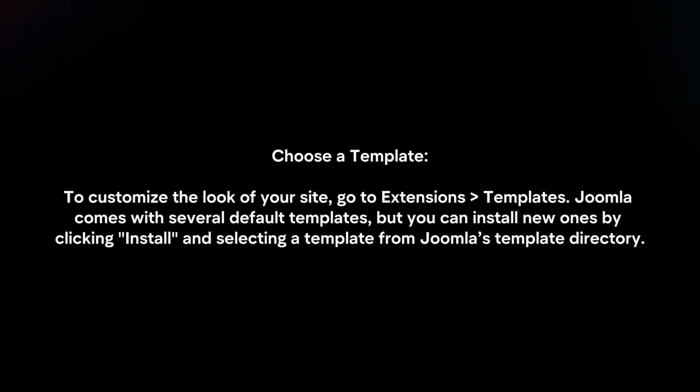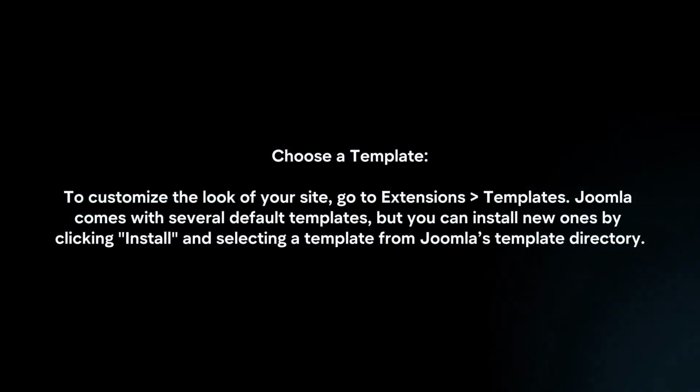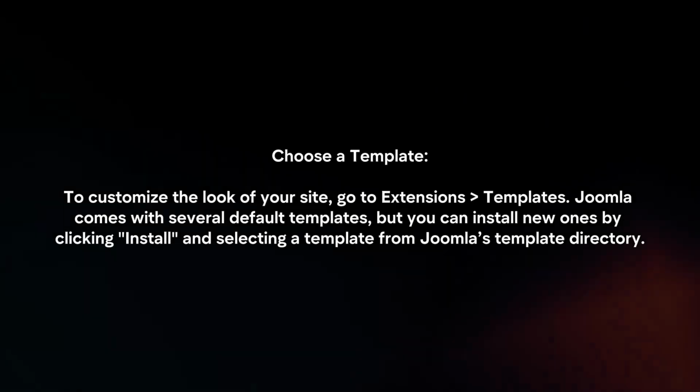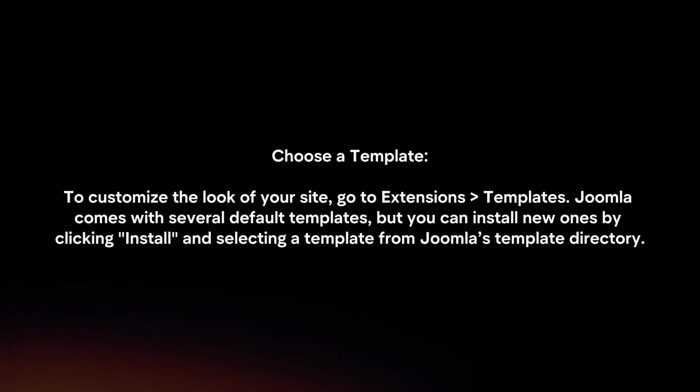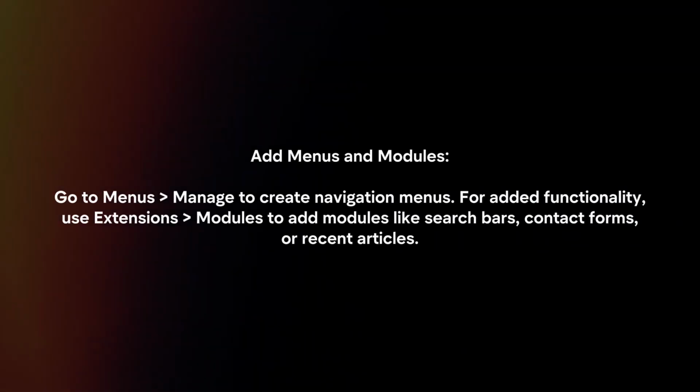Choose a template. To customize the look of your site, go to Extensions, Templates. Joomla comes with several default templates, but you can install new ones by clicking Install and selecting a template from Joomla's template directory.